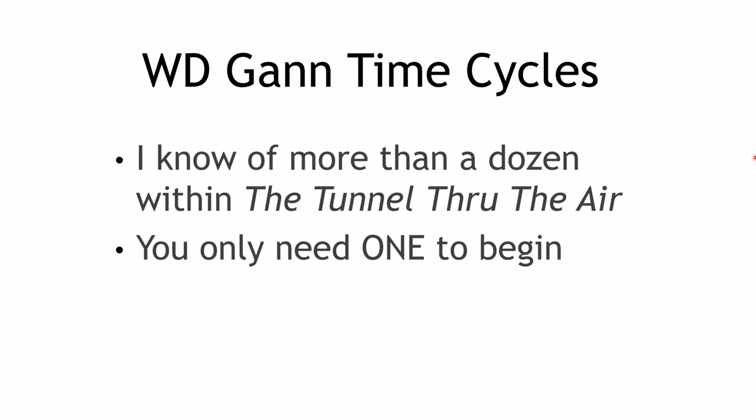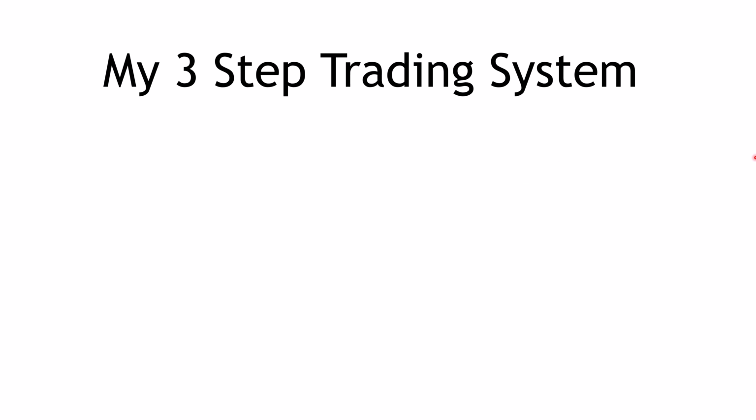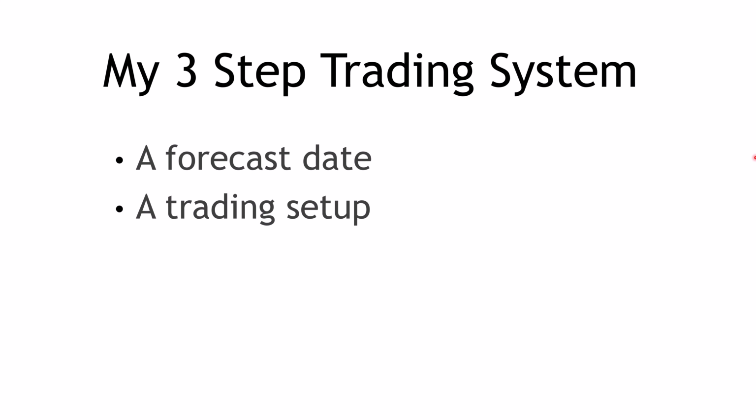And for me, the first thing is a time forecast. And when it comes to time cycles, one is better than none. Obviously, you can add a few more as you go later, but get one working first. And then when you've got that, you can start combining your price setups with time. And that's a powerful combination by itself. So step one is the forecast date. Step two is to look for a trading setup.